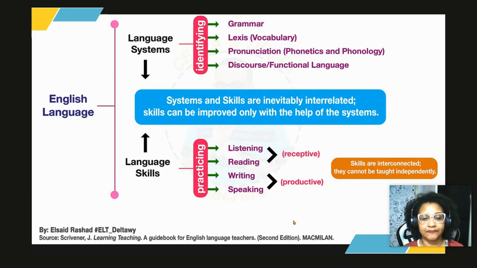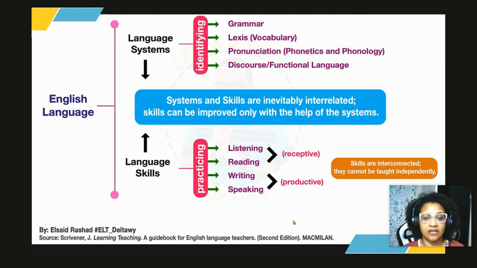Okay, let's dive into it. So here we go. We have language systems and language skills. And it's really important to read what is in blue that says they are not independent. They are inevitably interrelated. Skills can only be improved with the help of systems.